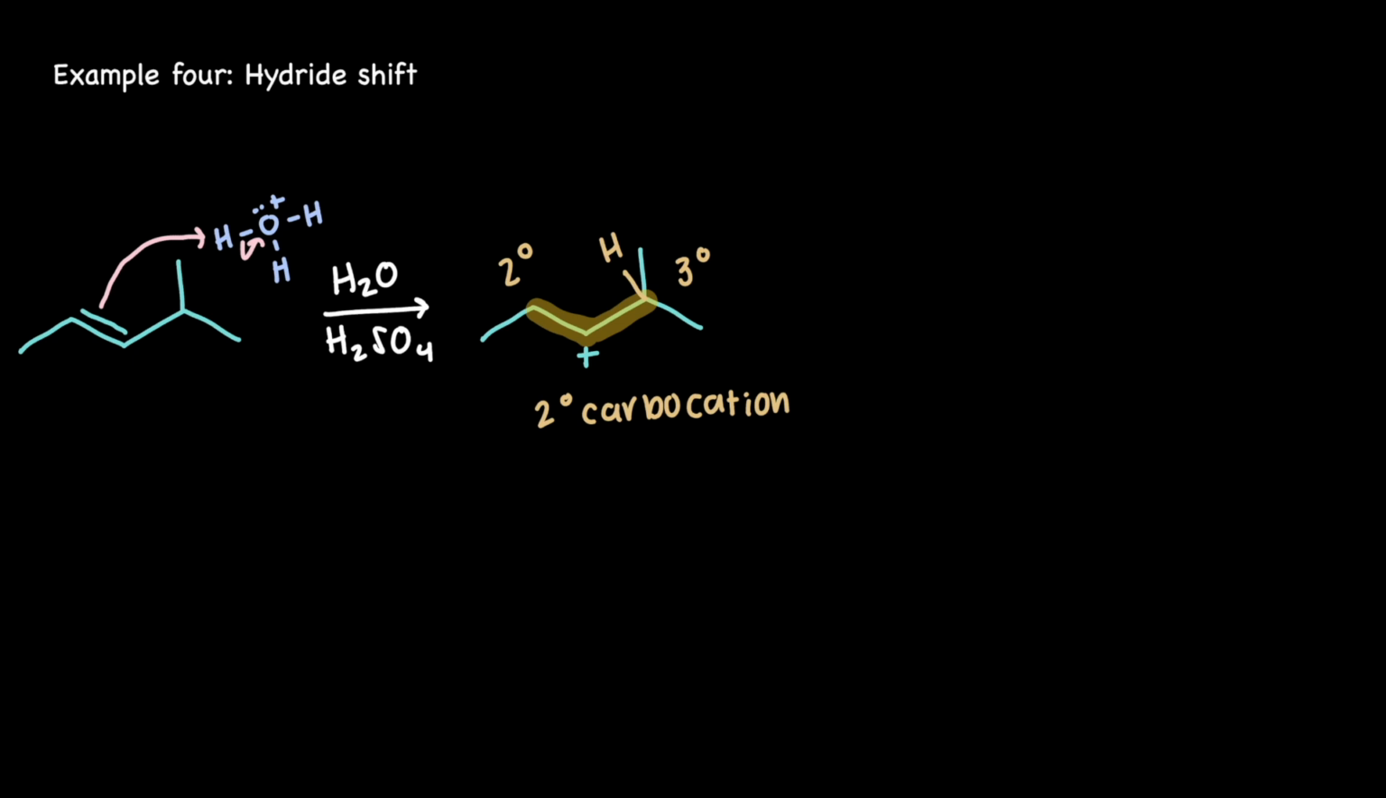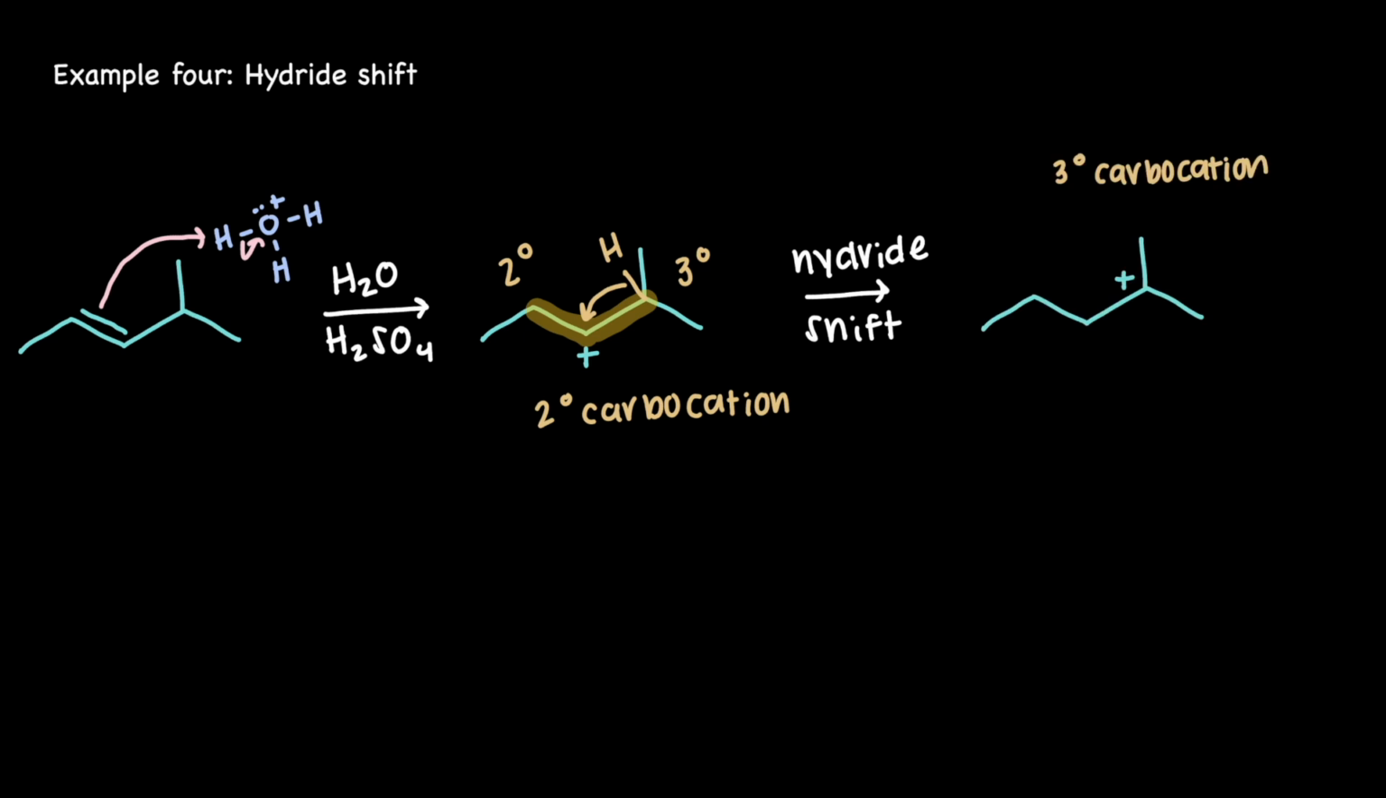A hydride shift occurs from the tertiary carbon to the carbocation center. As the hydride moves, the positive charge relocates to the carbon that lost the hydride. This creates a tertiary carbocation. The rearrangement occurs because tertiary carbocations are more stable than secondary carbocations.